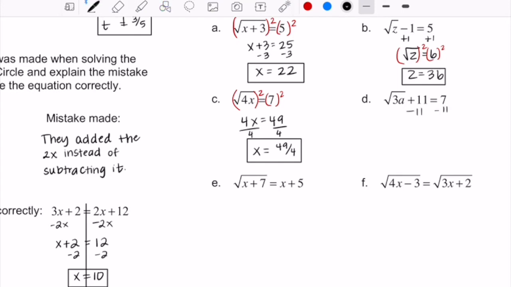On D, I start by subtracting the 11 from both sides. Here, the number inside a square root cannot equal a negative number, and so we say that this one has no real solution. Integers are real numbers, and so we will not include D in our list.